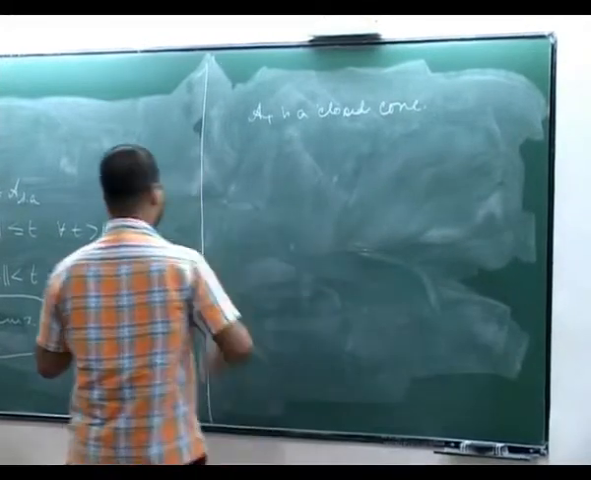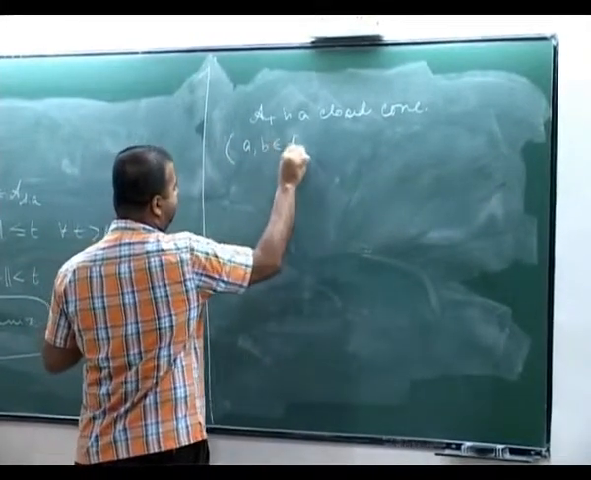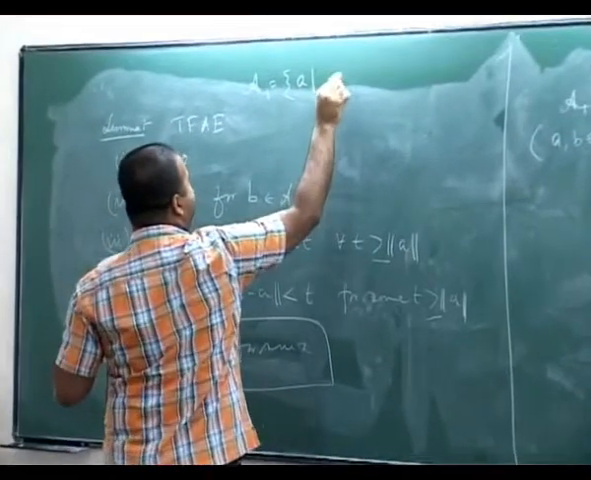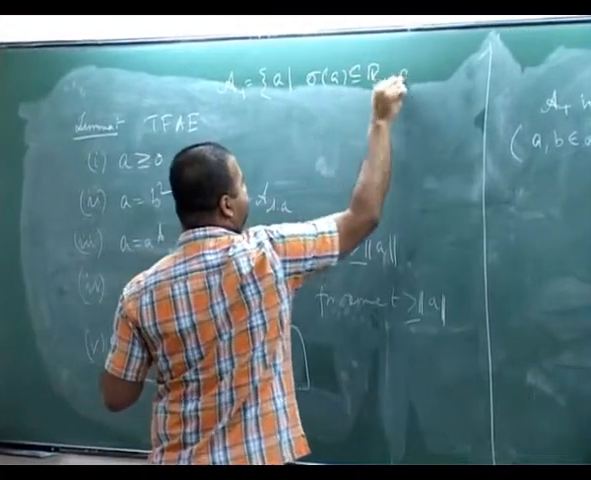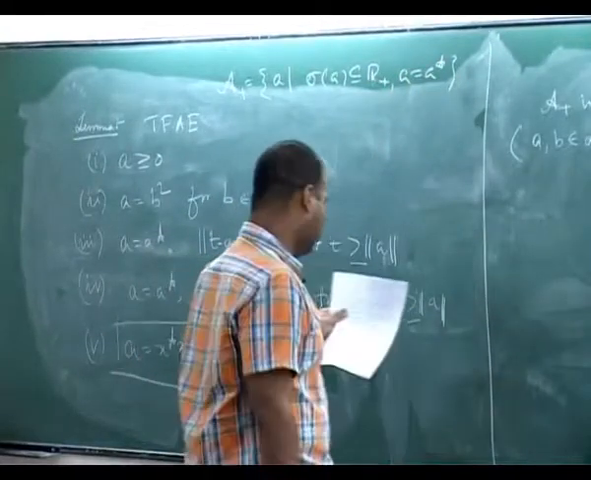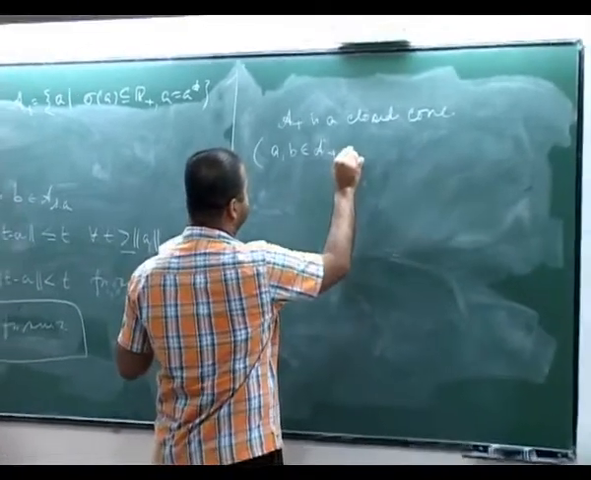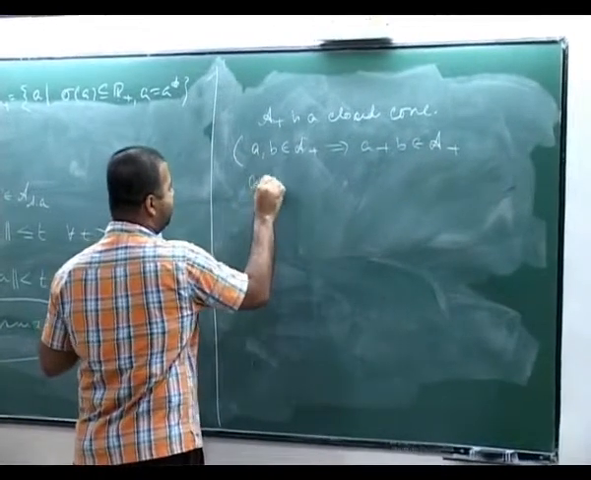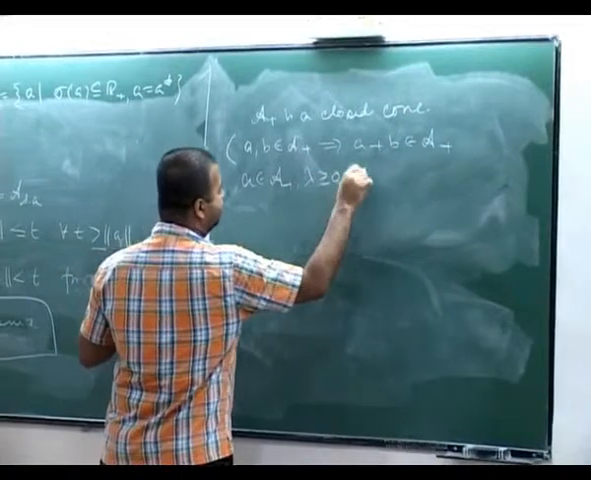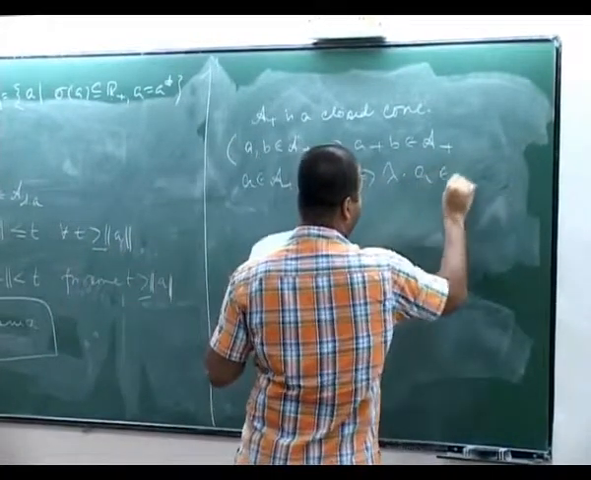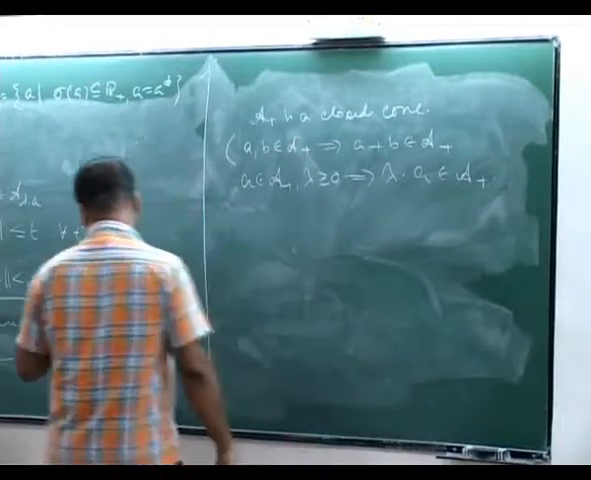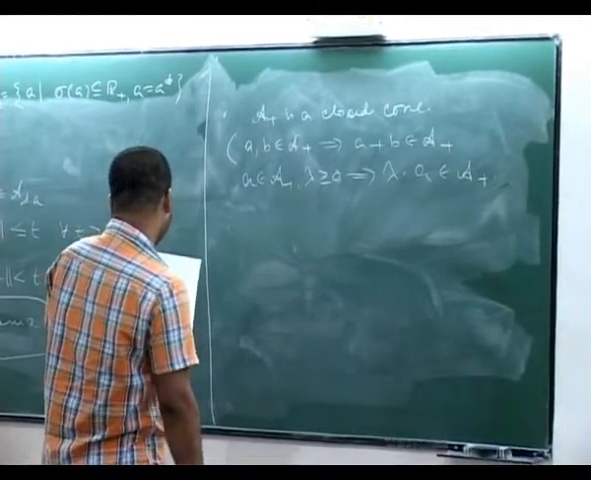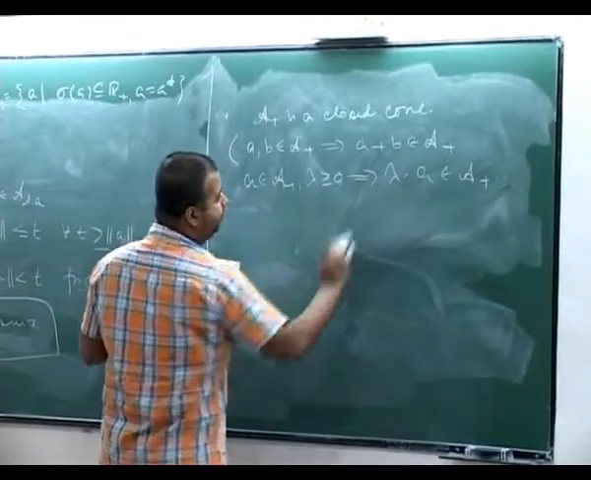A plus is a closed cone. So, cone means the following. A plus is all those elements A such that, if I take two positive elements, then their sum is there, and if I multiply by a non-negative real, then the product is also there. This is the first part. So, there is nothing to prove in this because of the spectrum.